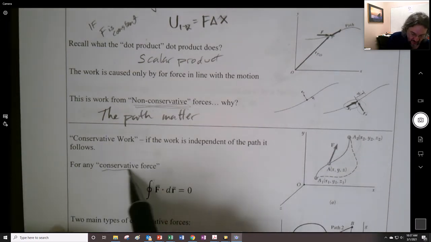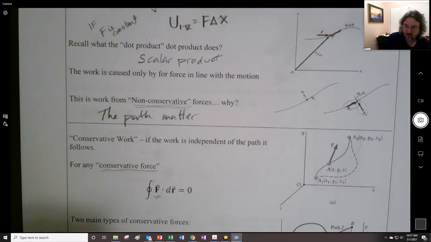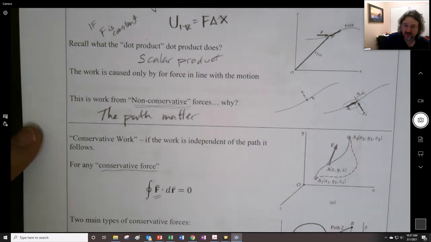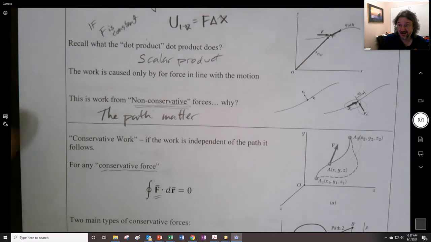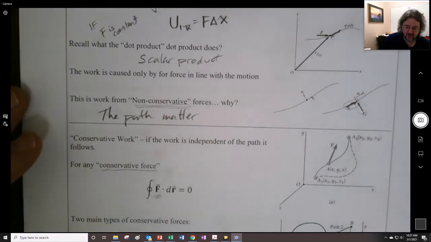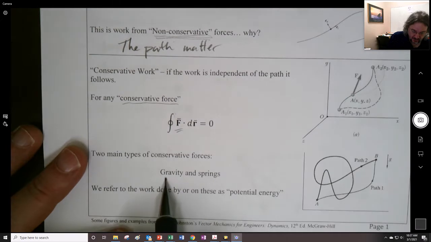And if the force is a conservative force by definition, then when you integrate it all the way through the path, if it returns right back to the original spot, the net energy is zero, right? That means it was a conservative force, and that's really the main two types that we have when it happens, which is gravity and springs.